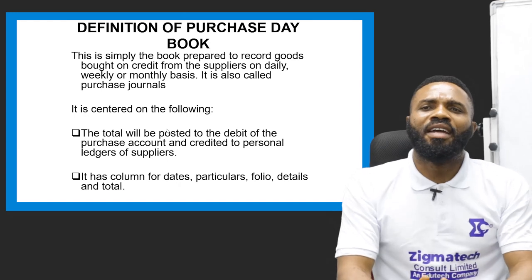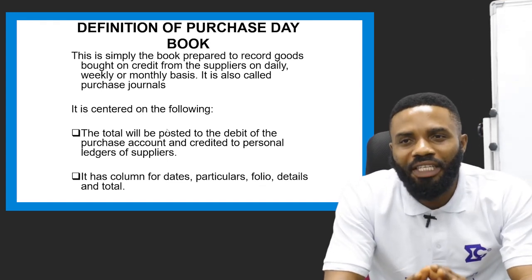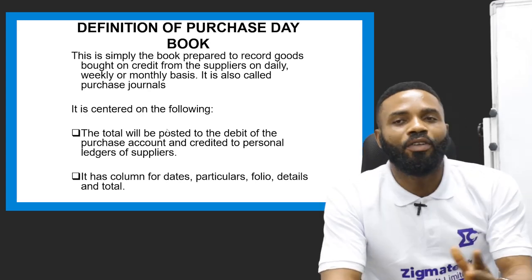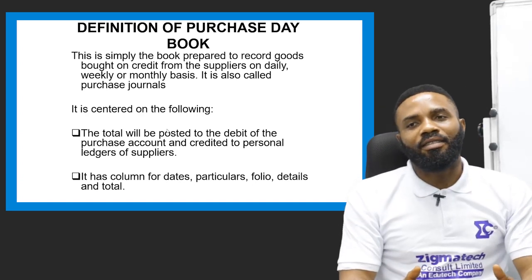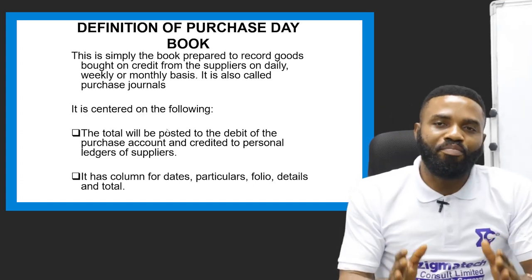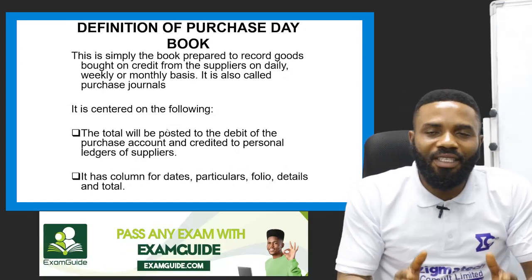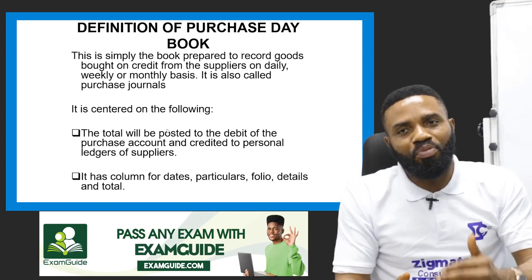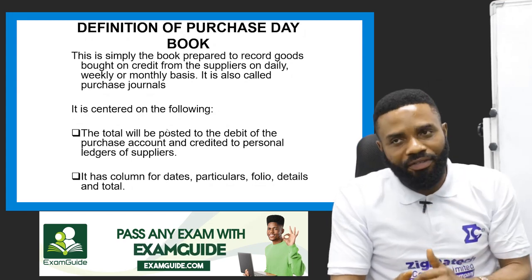What do I mean by the fact that the total will be posted to the debit side of the purchase account and credited to the personal ledger of the supplier? We have established the fact that transactions in every business are centered on two persons. Two persons are just involved in every transaction. One person must be on the giving side and the other person must be on the receiving side.